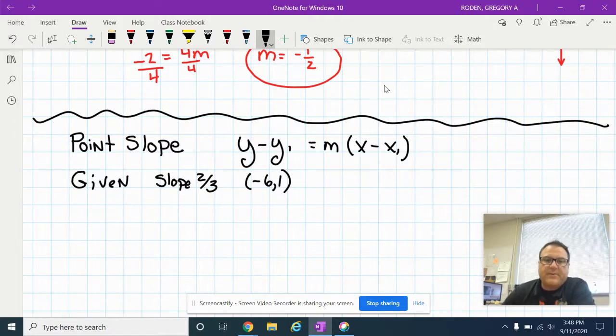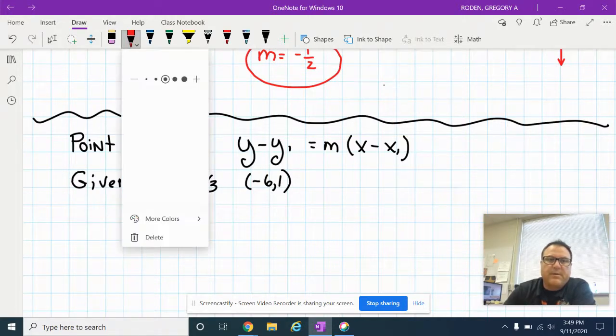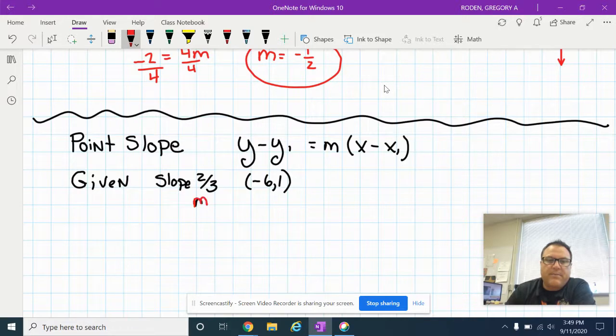Well, what do we have so far? First of all, you've got to know what you have here. This is going to be your m, your 2/3, because that's your slope. And this is going to be your x1, y1. That's a given point. So now we can plug that information into our point slope equation. We have y minus, well, what's y1? y1 is 1, equals m. Well, what's m? m is 2/3.